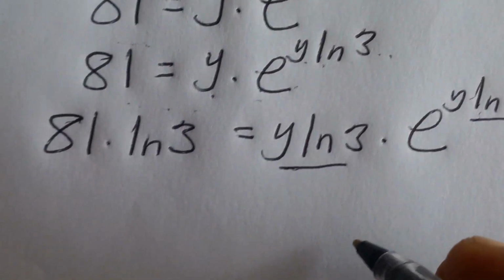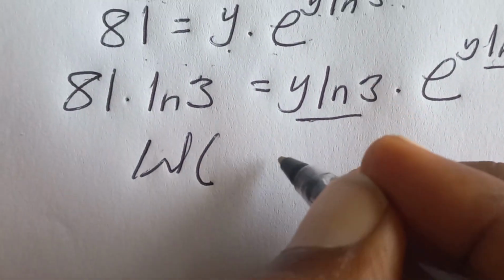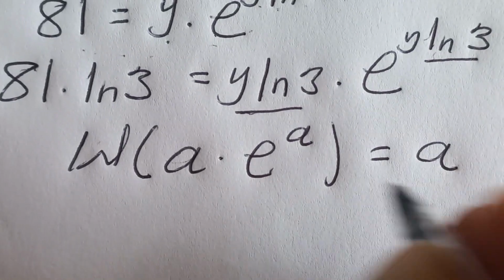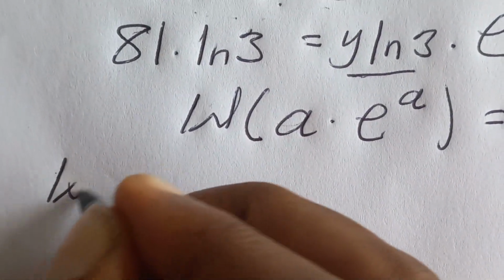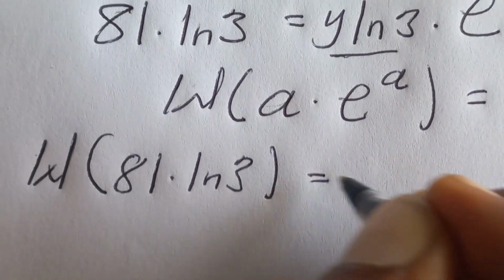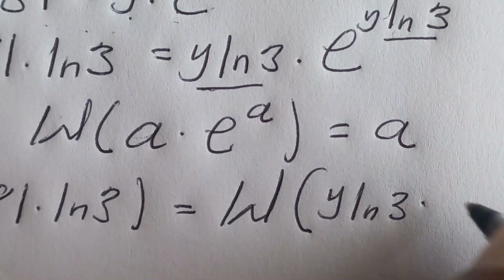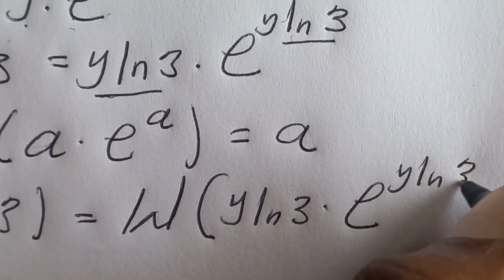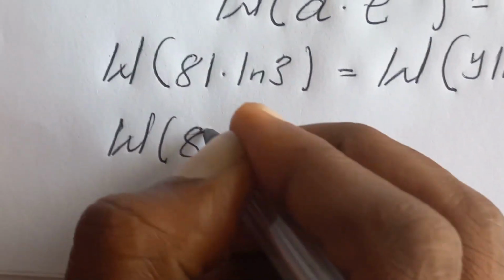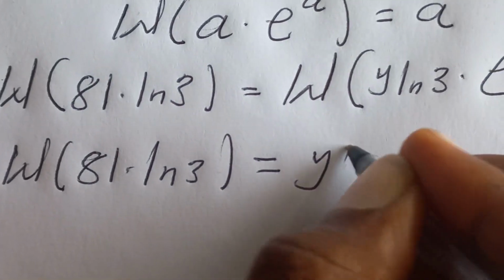So from here, we can apply our Lambert W function, which is that the W function of a multiplied by e exponent a is equal to a. So applying this here, we are going to get the W function of 81 multiplied by ln 3, it is equal to the W function of y ln 3 multiplied by e exponent y ln 3. So here we are going to get W into bracket 81 ln 3 is equal to y ln 3.